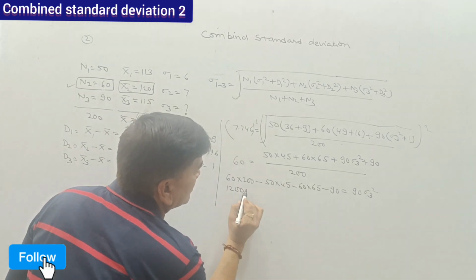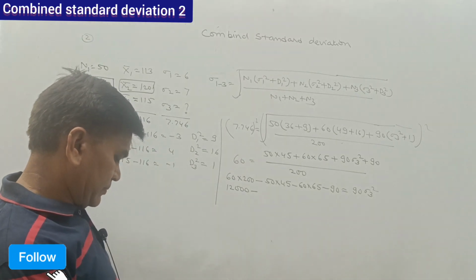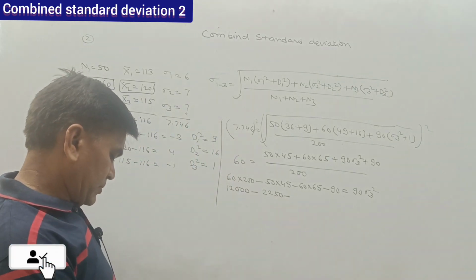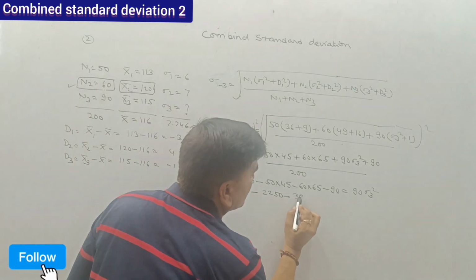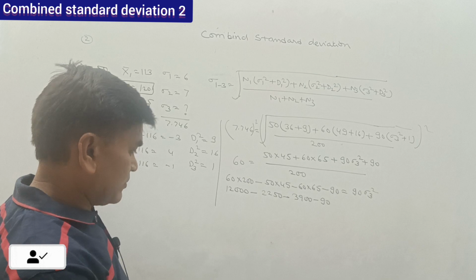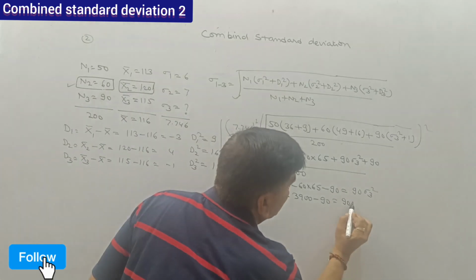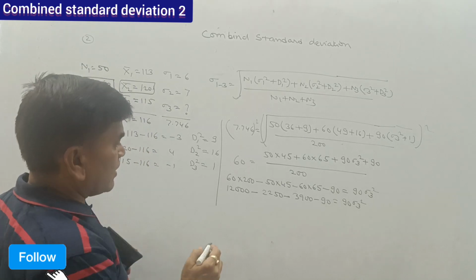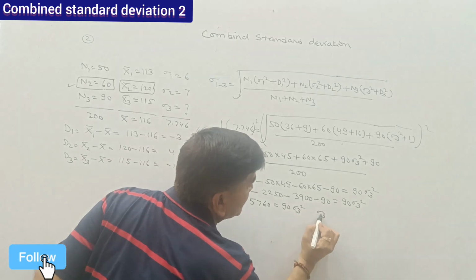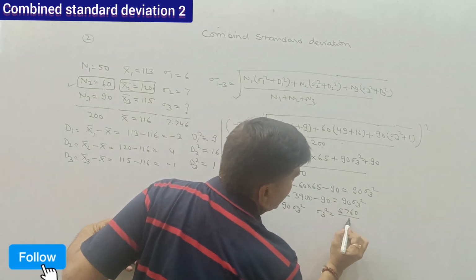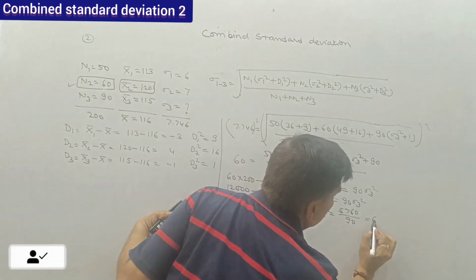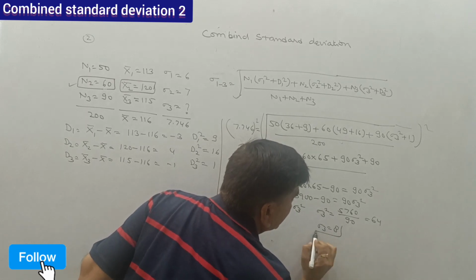12,000 minus 2250 minus 3900 minus 90 is equal to 90 standard deviation 3 square. That is 5760, equal to 90 standard deviation 3 square. So standard deviation 3 square is equal to 5760 divided by 90. That is 64. So standard deviation 3 is 8.